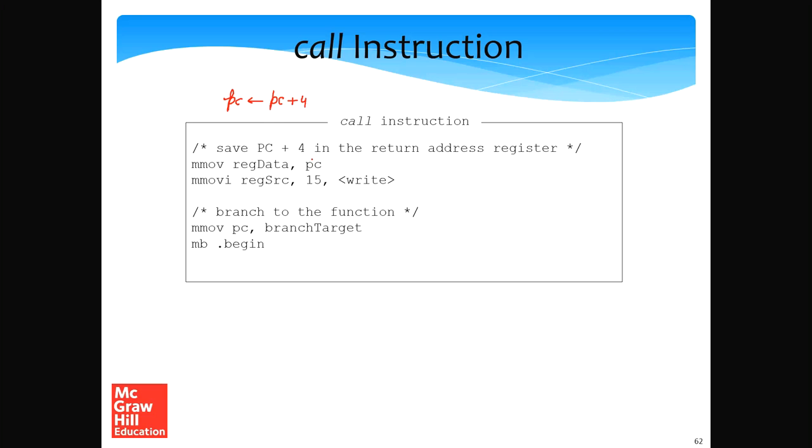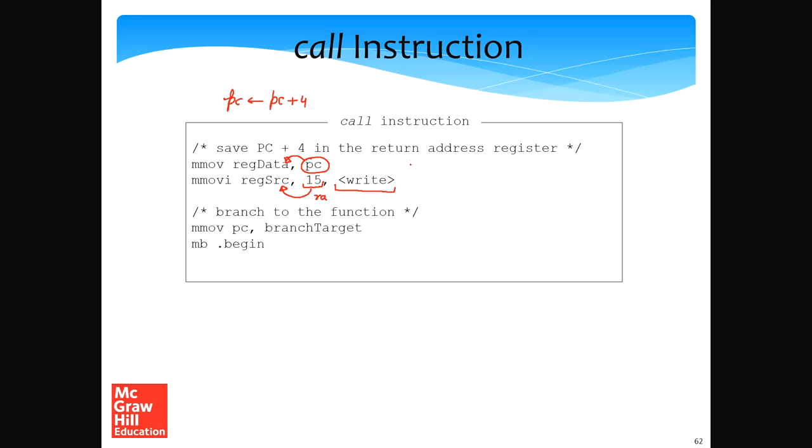So what is in the current PC is actually the old PC plus 4. We don't have to increment it once again. We can directly write it to the return address register. So we transfer the contents to the reg data micro register. This is what is supposed to be written to the register file. Then we transfer 15 to reg source. Why 15? Because 15 is the ID of the return address register. And simultaneously, we send the write command on the shared bus.